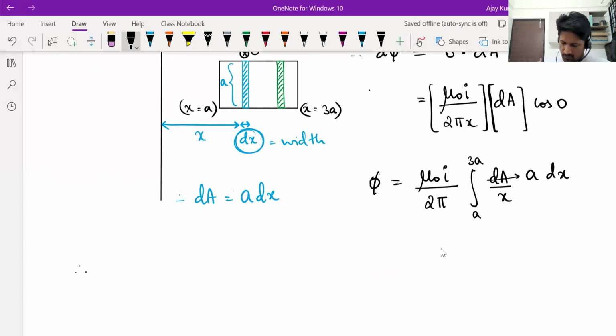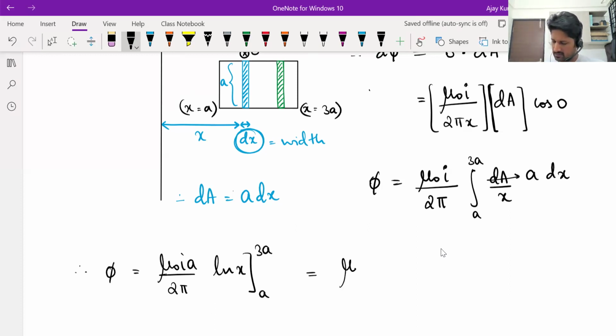That's all. Therefore, the total flux through that rectangle becomes mu naught I a by 2 pi. Integral dx by x will be ln x. And in that you substitute limits a to 3a. You'll get ln 3a minus ln a. And log a minus log b is log of a by b. Effectively, it becomes ln 3. So the answer is mu naught I a by 2 pi ln 3.